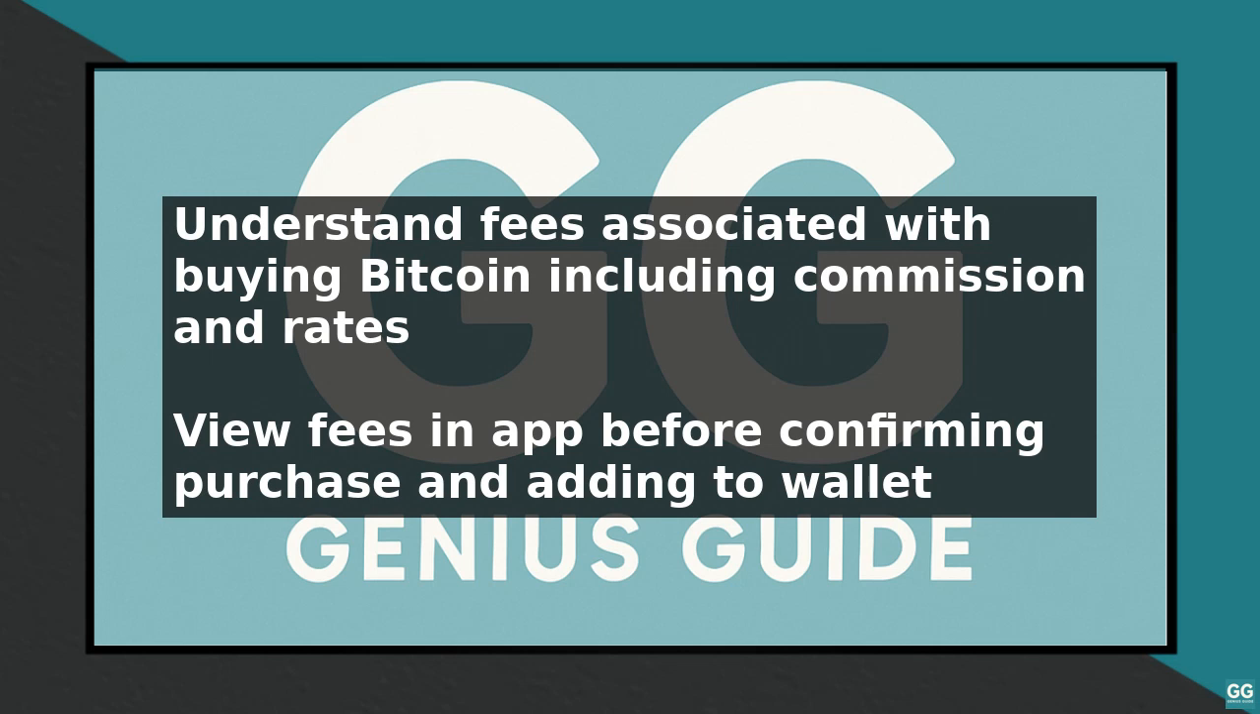In conclusion, buying Bitcoin with Revolut is a straightforward process that can be completed in a few minutes. By following these steps and understanding the associated fees and risks, you can start investing in Bitcoin today. Remember to always prioritize security and compliance and to never invest more than you can afford to lose.